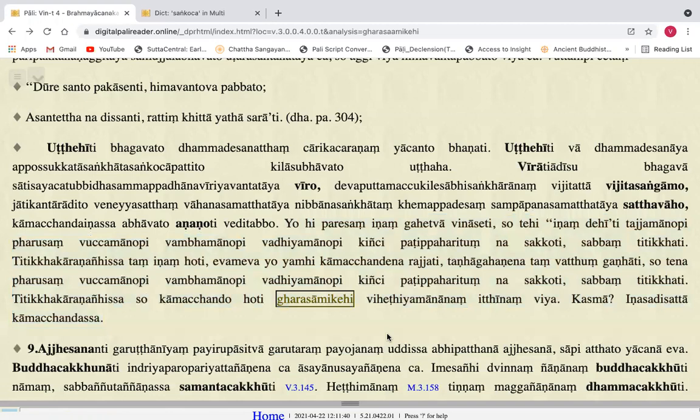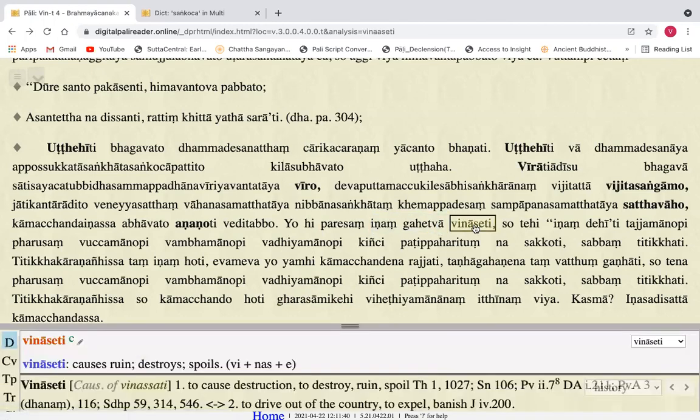Okay, so this is about who can be debt-free and who cannot be debt-free. So in this way it is explained here. So someone, inang gehedawa wina sedi, so someone borrowed something from someone, and then destroying it, he does not pay back. So dehi inan dehi di.